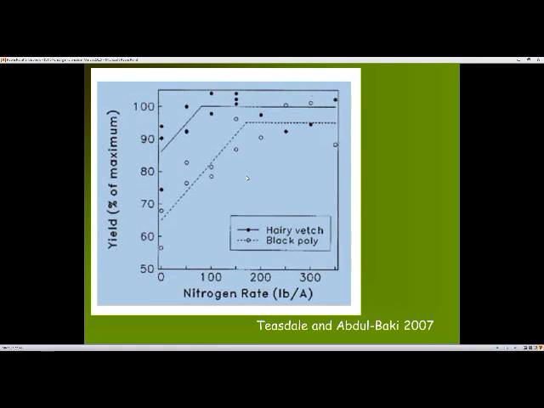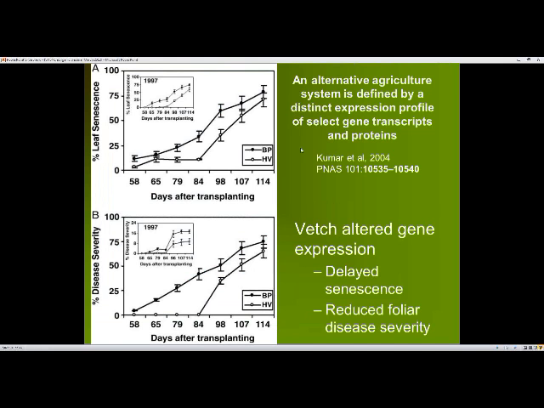And initially they thought, oh, well, it's because it's a legume, so you're fixing N, and it's an N response. So they did fairly typical N response rate experiments and showed that here in the black poly system, no matter how much N you added, it never achieved the yields of the hairy vetch system. And so they looked at other possible explanations for this yield increase. Here you see on the left some work that they did looking at leaf senescence of the tomatoes and also foliar disease severity.